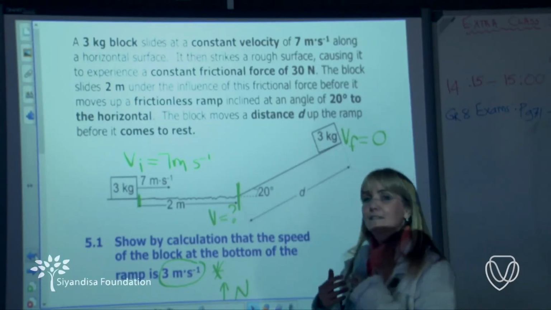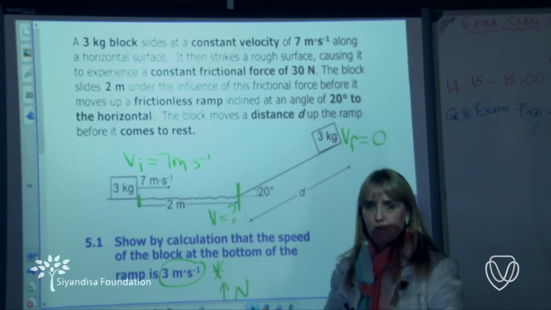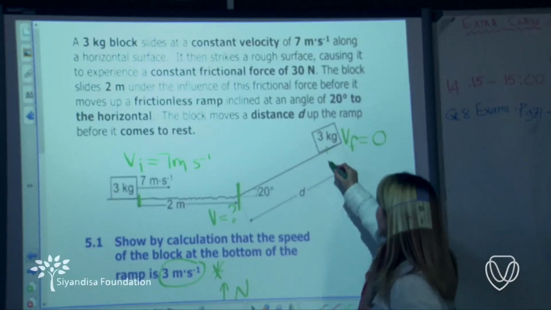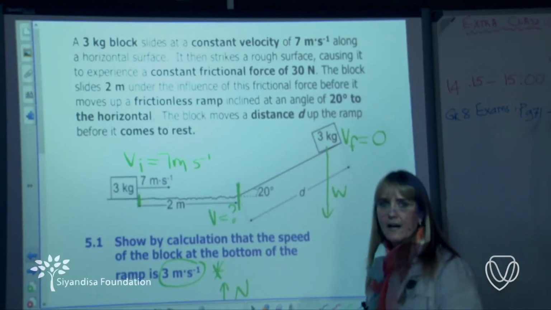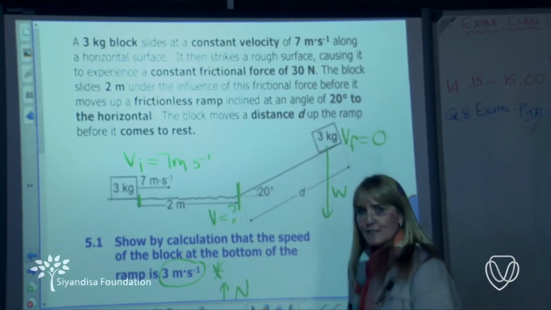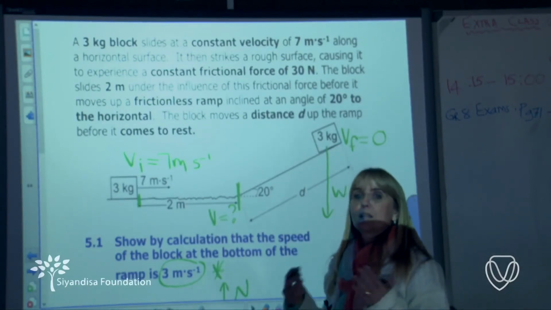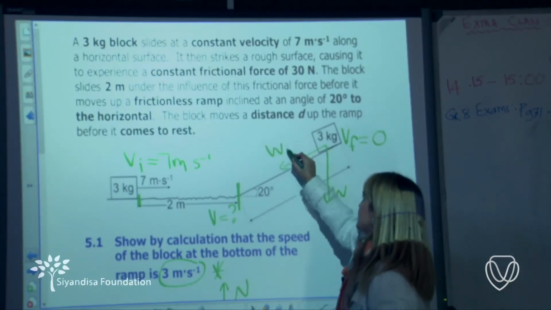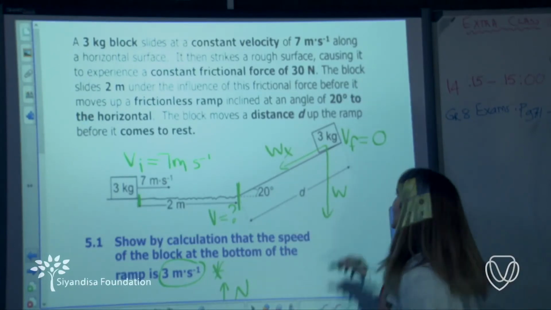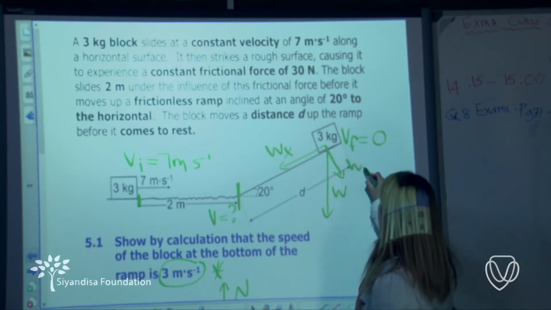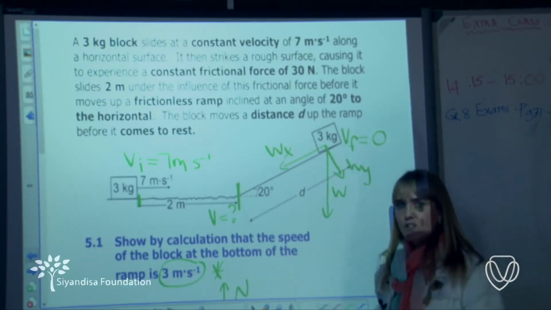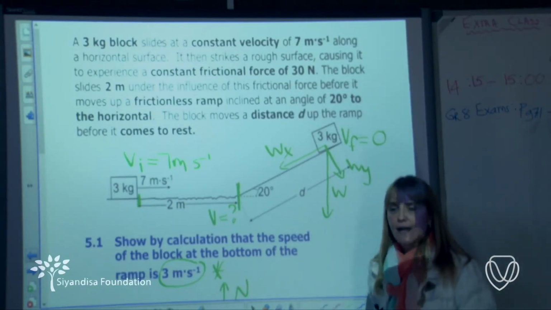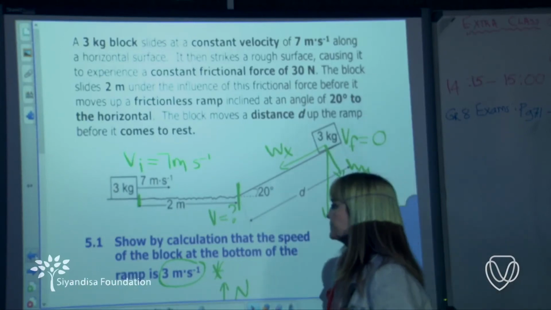Right. And this is why we did components of weight just before doing this example. If we look at that block, weight acts directly downwards, vertically downwards. But because the object is on a slope, that weight can be divided into Wx and Wy. Wx always acts parallel to the slope, down the slope, and Wy always acts perpendicular to the slope. Remember that there's no friction, there is no applied force. So the only force acting parallel to the slope in this case is going to be Wx.